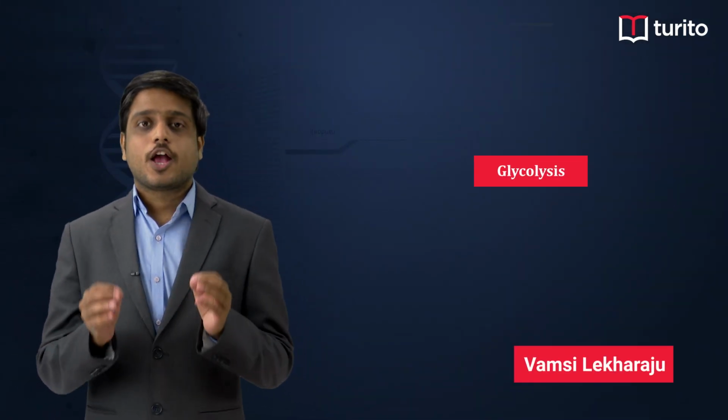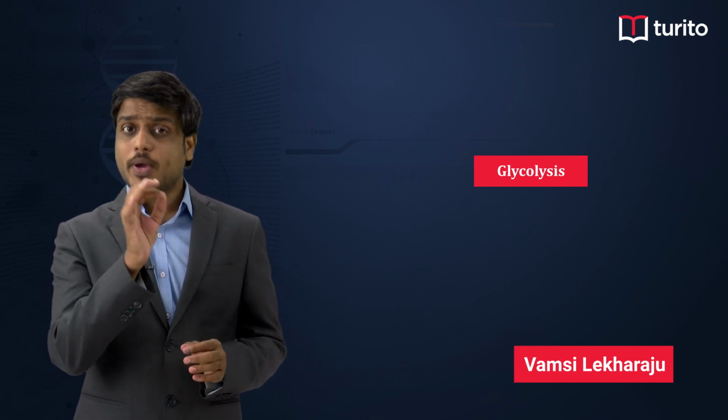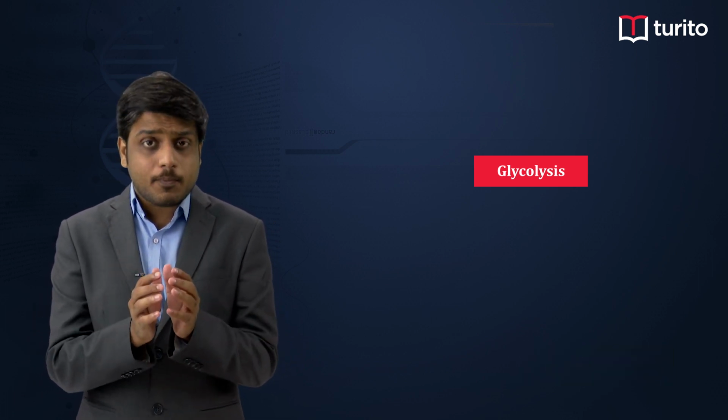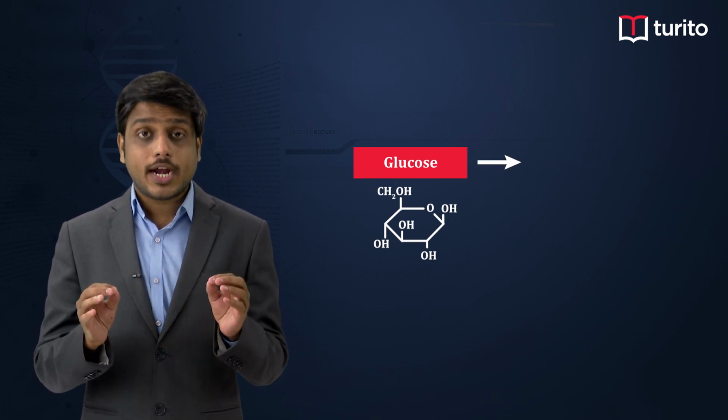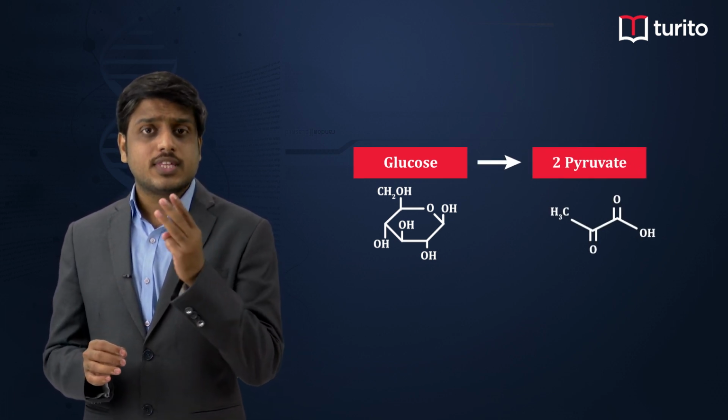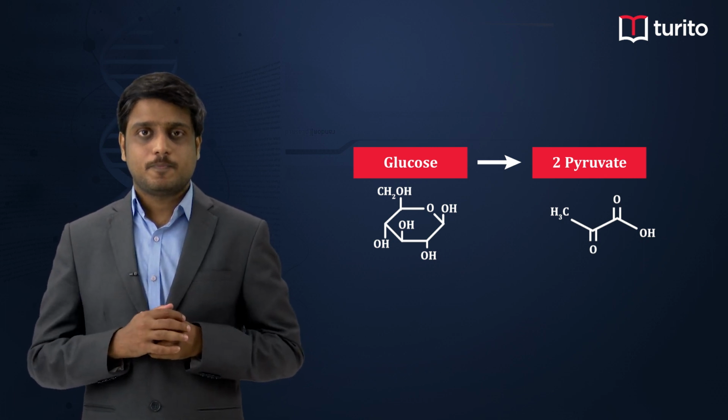Dear students, let us understand glycolysis. Glycolysis is the first step in aerobic respiration and it is a common step for both aerobic and anaerobic respiration. In aerobic respiration, initially the 6-carbon glucose molecule is broken down into 2 molecules of 3-carbon pyruvate.